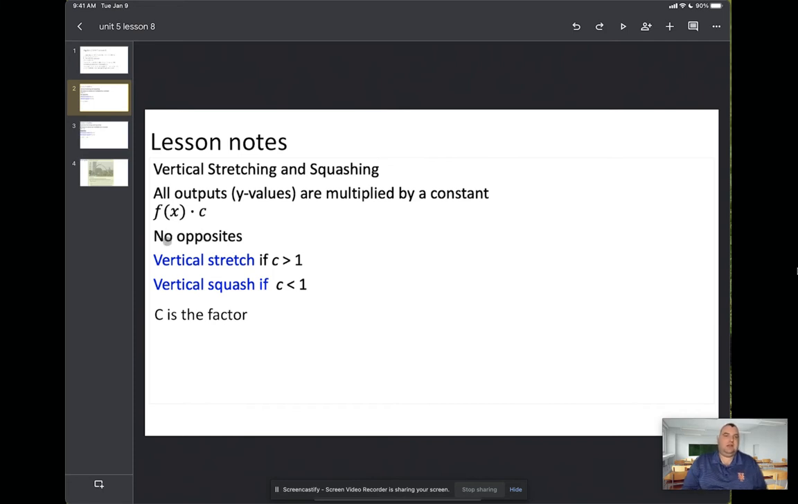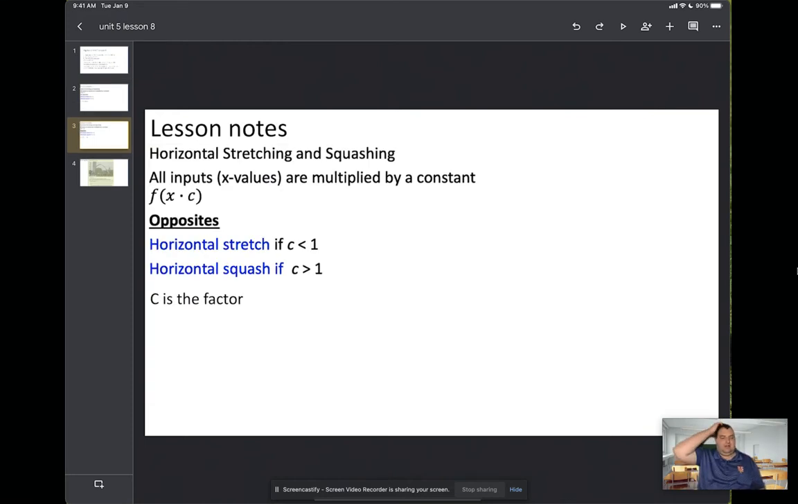The key is with vertical, we don't do opposites, just like with vertical shifts. It goes outside and we don't do the opposite. So if the number that you're multiplying by is greater than 1, then that's going to be a vertical stretch. And if it's less than 1, it's going to be a vertical squash or compression.